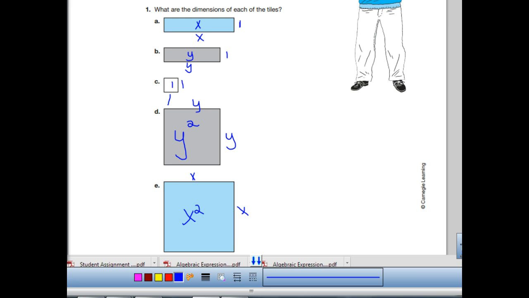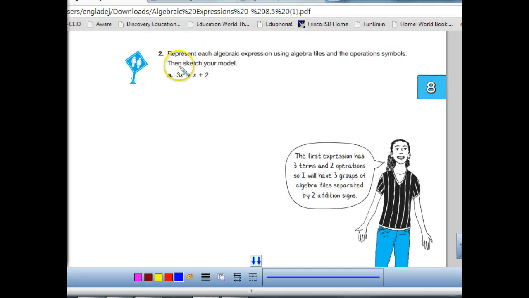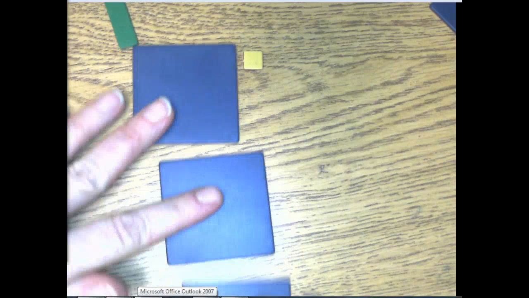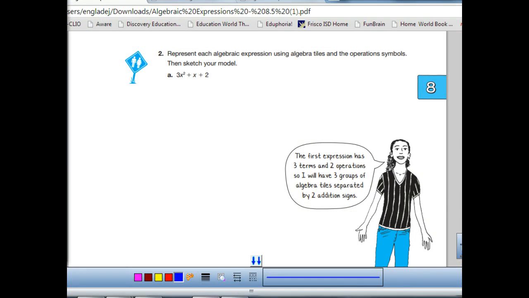All right, so what we're going to do today is combine like terms together. So let's see what they want us to do. Represent each algebraic expression using algebra tiles and the operation symbols. Then sketch your model. So with our algebra tiles, we're going to represent 3x squared plus x plus 2. What is that going to look like? 3x squared is going to be 3 of our x squared, plus x plus 2.